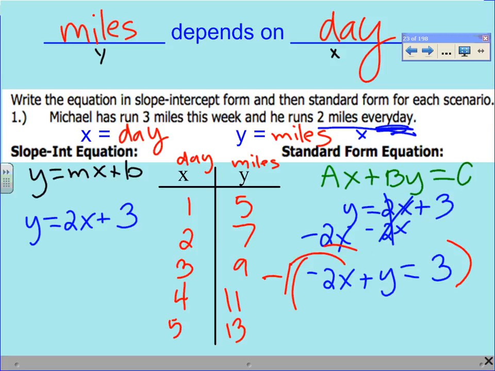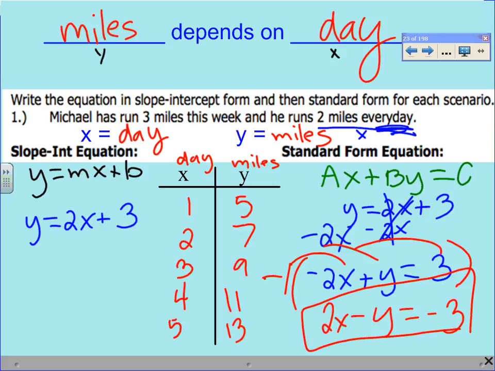After you distribute everything by -1, we get 2x minus y equals -3. That is your standard form. This was our slope-intercept form. Okay, that's all I had to say about that problem. Any questions for me? They're all like this. The only thing that's really new for you is explaining this part and the standard form.